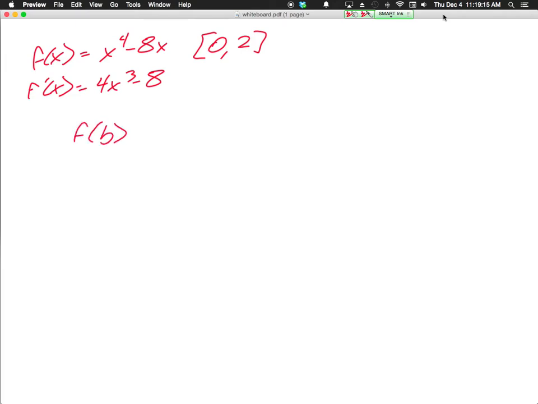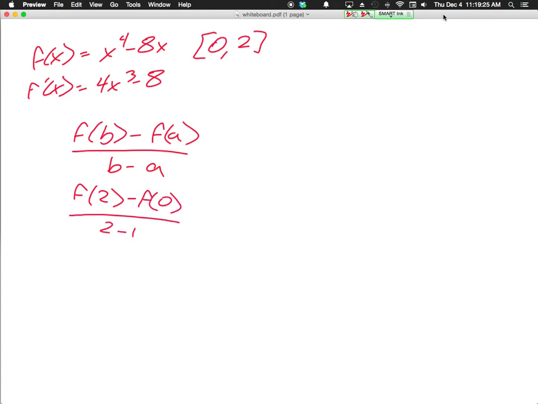So I want f of b minus f of a over b minus a. So in this case, it's f of 2 minus f of 0 over 2 minus 0, because the interval is 0 to 2. So if I plug in 2, 2 to the 4th is 16, minus 2 times 8 is 16, so that gives me 0. I plug 0 in again, I'm also going to get 0. So we end up with 0.